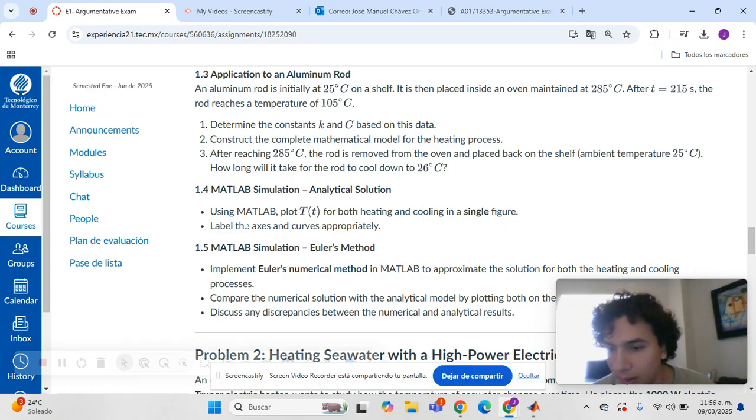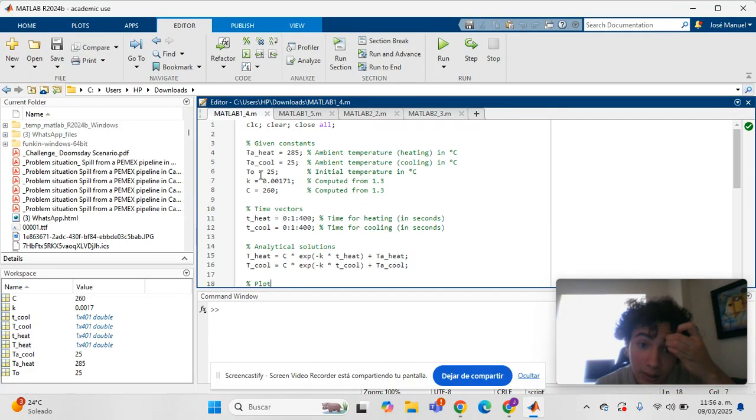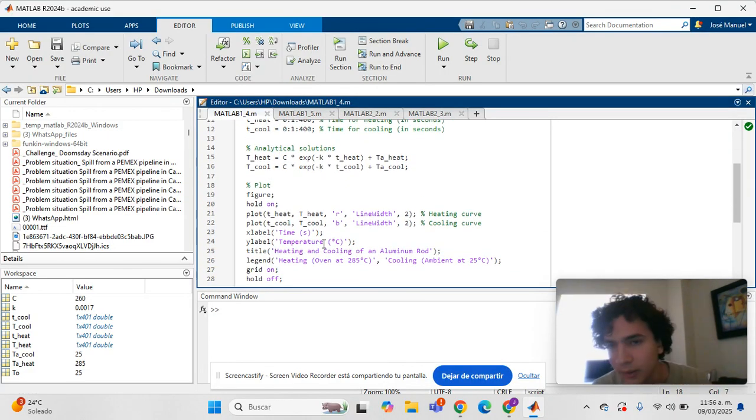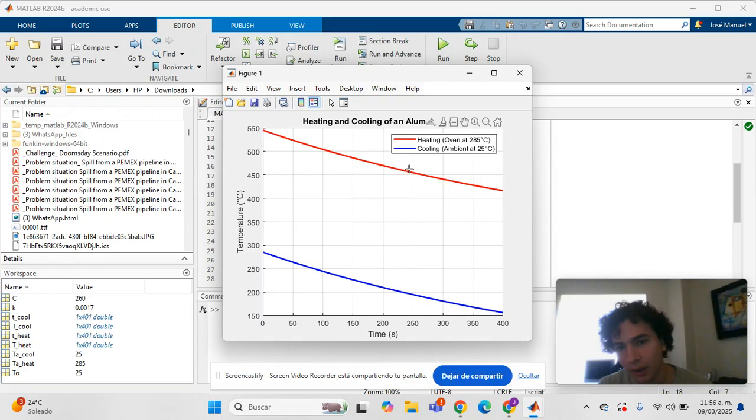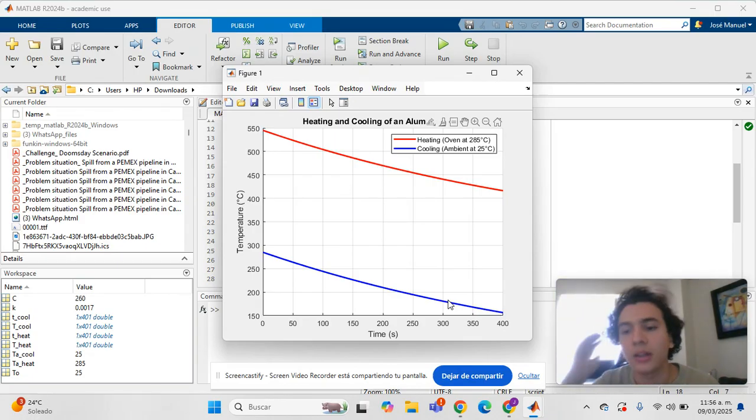Question 1.4 is now asking us to put this whole process we just made into MATLAB and see the output. So here I have my MATLAB code for 1.4, which is basically the given parameters, the vectors, and then the plot. If we run it, we get two curves, the heating curve and the cooling curve. The heating curve shows an increase as it slowly gets to the ambient temperature, and the opposite can be said for the cooling line, which shows a decay to neutralize at the ambient temperature, not the oven temperature, which is for heating.